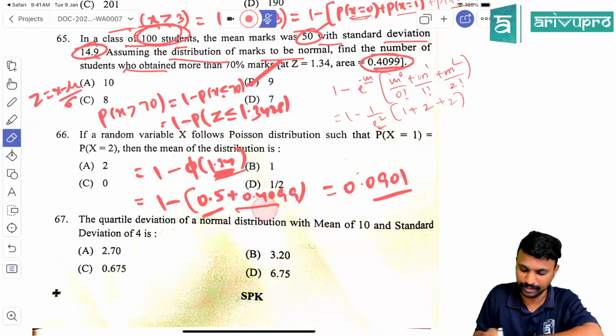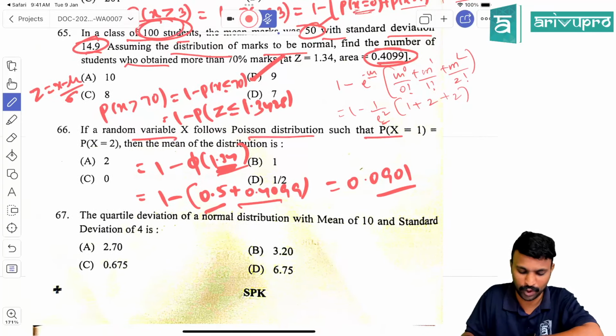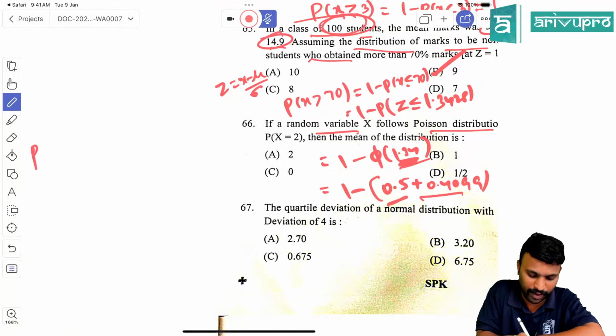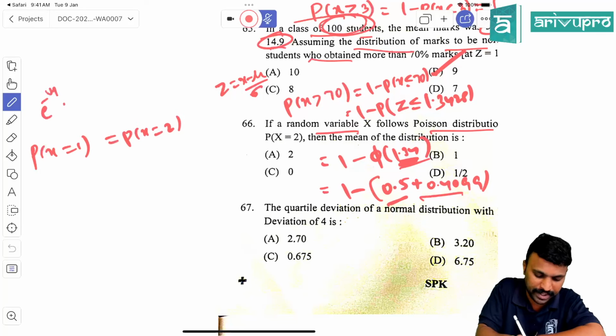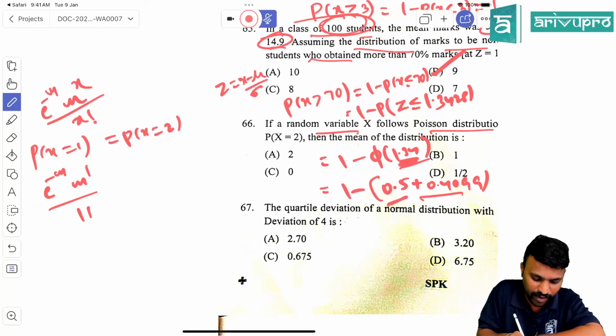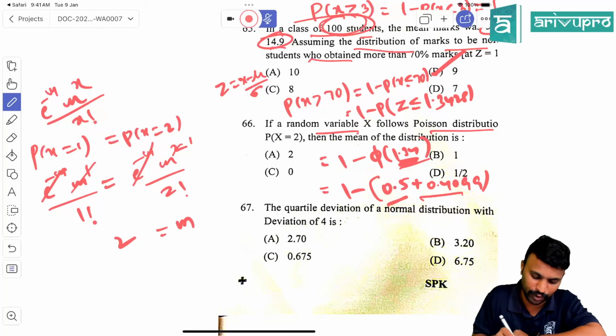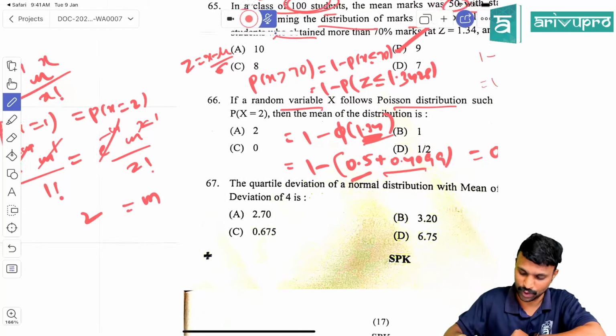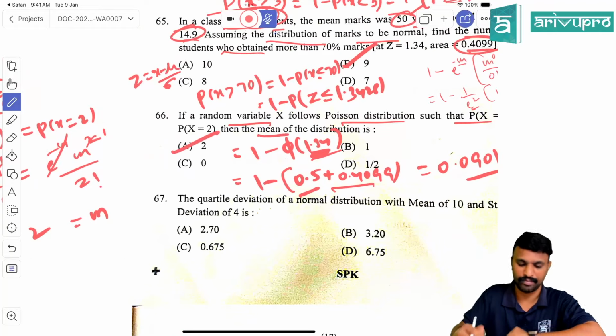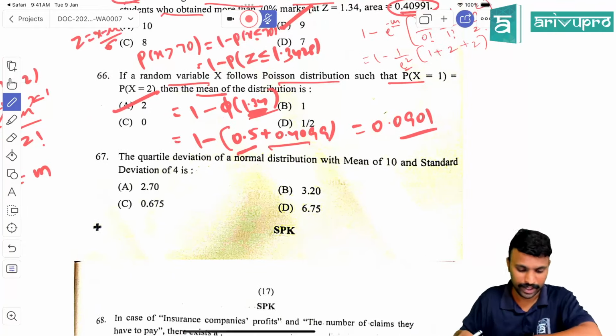Moving on to the next question. It says what sort of a distribution? It's a Poisson distribution. P of x equal to 1 is equal to P of x equal to 2. It's a Poisson distribution, so e power minus m, m power x by x factorial. So e power minus m, m power 1 by 1 factorial is equal to e power minus m, m power 2 by 2 factorial. Both the sides e power minus m will get cancelled. M power 1 cancel. So therefore m is equal to 2 factorial, which is 2. 2 by 1 is 2 only. So the value of the mean is 2. Option A is the right answer.